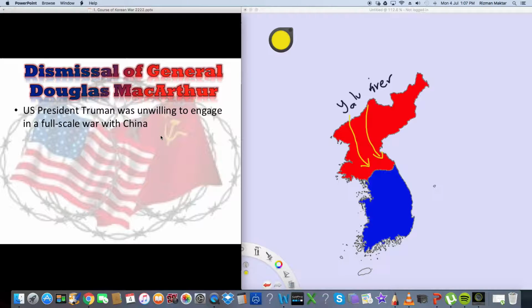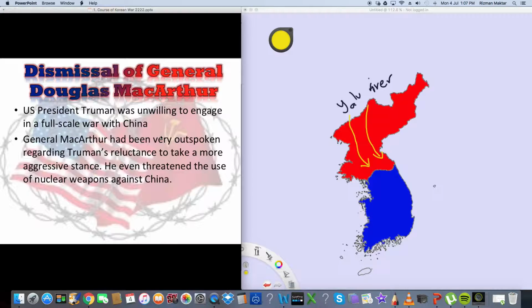President Truman was aware that this could potentially escalate into something bigger. He did not want a repeat of the World War, and he also did not want to fight with China, a huge country, fighting in Korea. He did not want that to happen, so he told General MacArthur that we should not continue the war. However, General MacArthur was very angry.